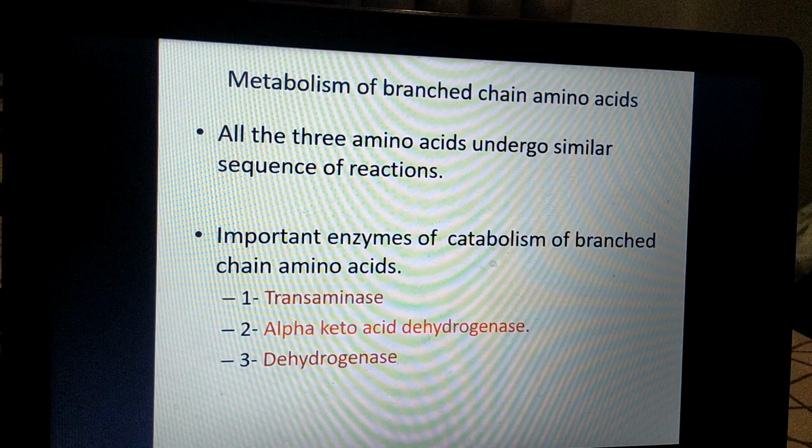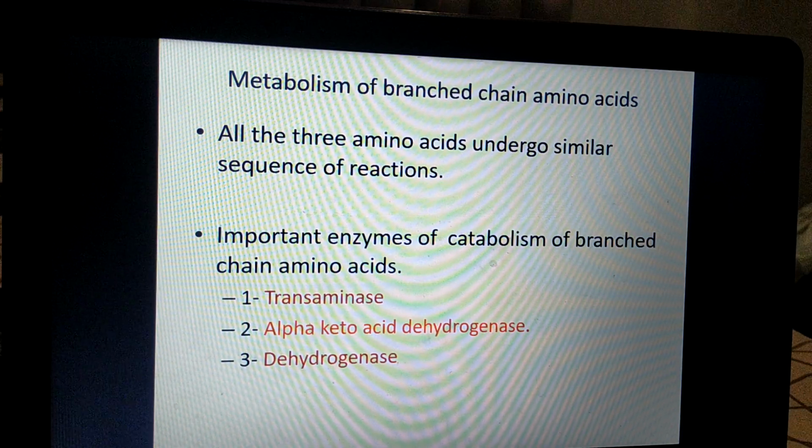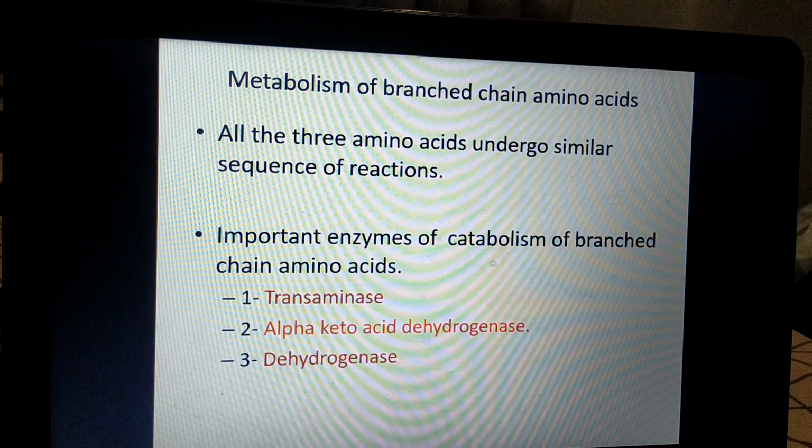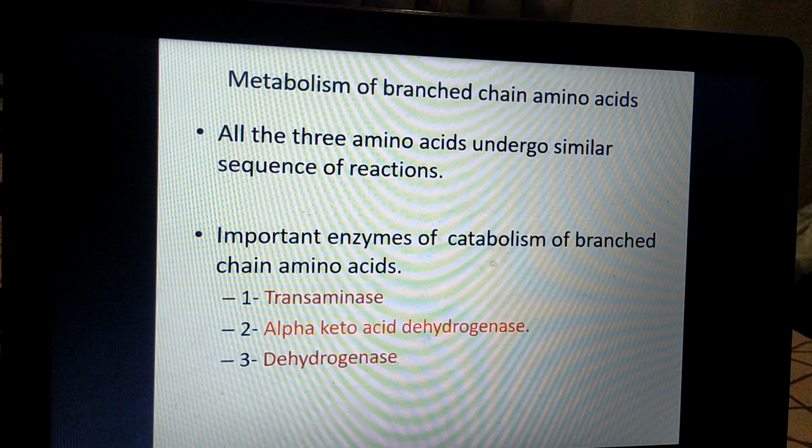All these three amino acids undergo a similar sequence of reactions during their catabolism. The important enzymes of catabolism of branched chain amino acids are three. First, transaminase, second, alpha keto acid dehydrogenase, and third is FAD dependent dehydrogenase. So these are the three enzymes of the first three steps of catabolism of all these three amino acids.